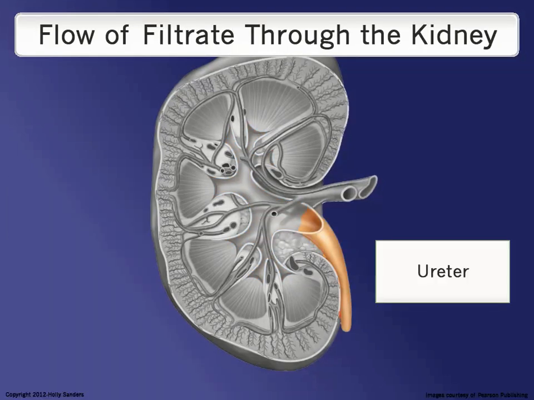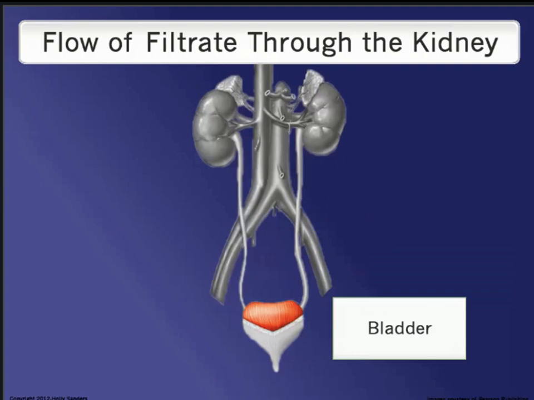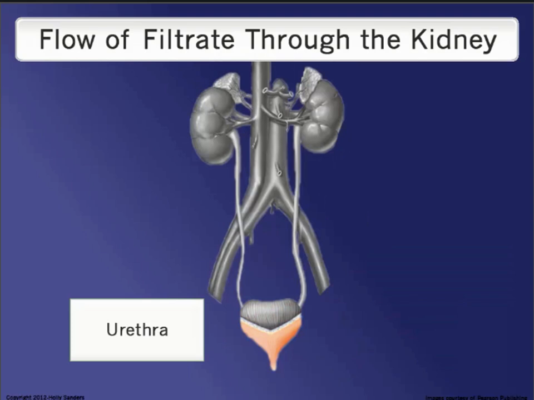Urine will then move into the ureter. Urine will move down the ureter into the bladder, which holds it until it's ready to be released through the urethra to the outside of the body.